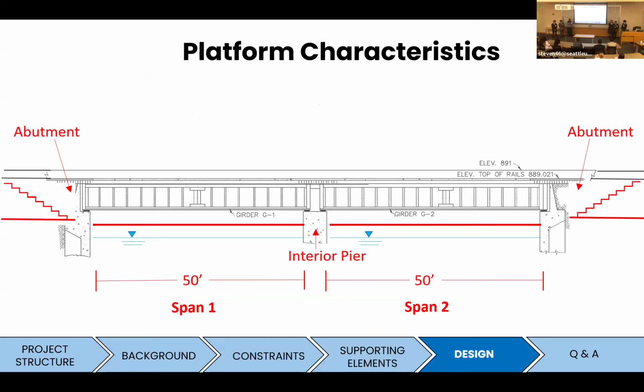And before we get into the design of our platform, let's take a look at some of the characteristics highlighted in red. Our platform will consist of 2 spans, each being 50 feet, and they will be placed in between either side of the abutments, as well as the interior pier. And on either side of the abutments will be manhole stairs that will provide access for the inspectors so they can get from on top of the concrete roadway all the way down to our proposed platform.